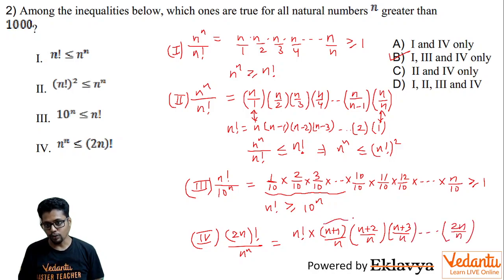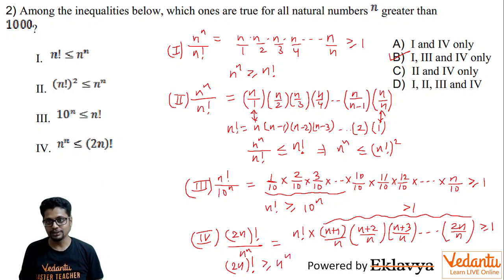All these factors are clearly greater than 1, all of them. And n factorial is also being multiplied, and this overall thing is definitely greater than or equal to 1. So you may say 2n factorial is greater than or equal to n to the power n. The fourth is correct, as we had expected, as per the B option also.